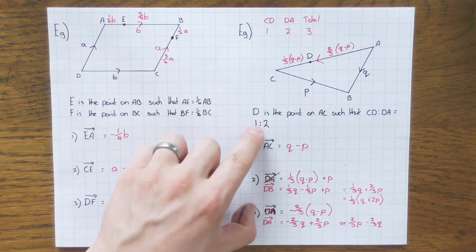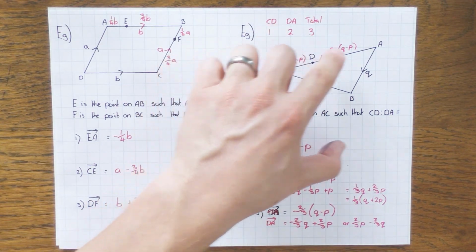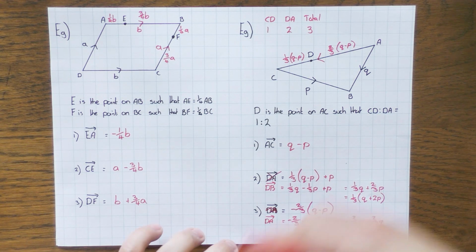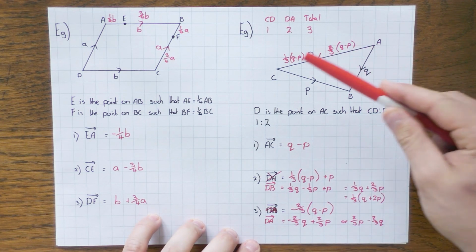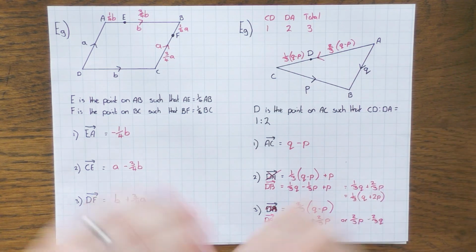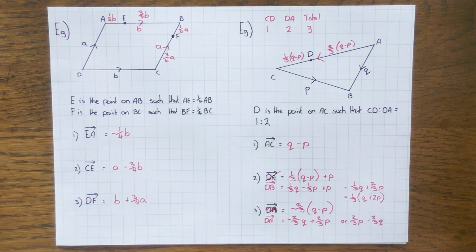Work in fractions. If it's a ratio, put it into a table to work out what the actual fraction is. Be careful when expanding, be careful with double negatives, and just remember, start with one point and plan a route of the routes that you know until you end up at the other point where you need to end up.